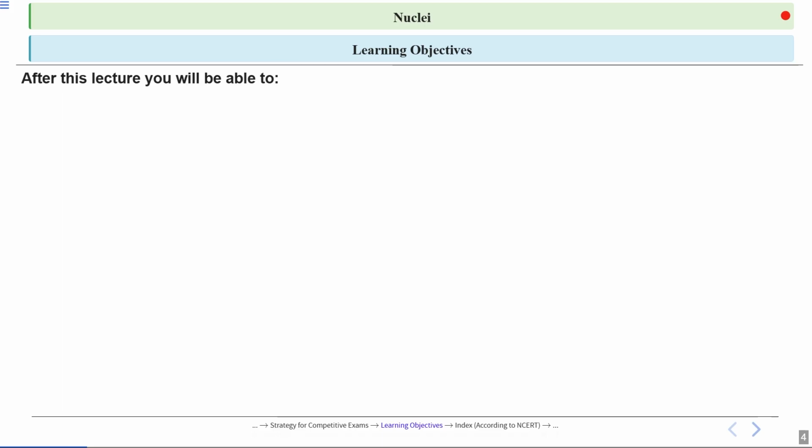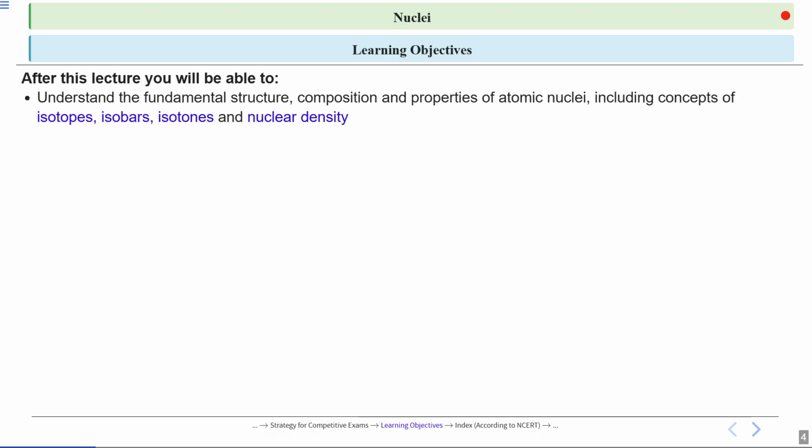Let's start by looking at what you will be able to do after this lecture. Our focus is on the structure and properties of atomic nuclei, which are at the heart of every atom. You will be able to understand the basic structure and composition of atomic nuclei.